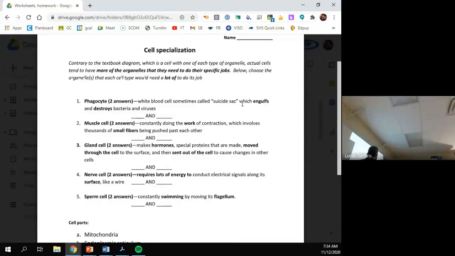First, the phagocyte, which is a white blood cell, sometimes called the suicide sac, which engulfs and destroys bacteria and viruses. Now, I bolded the terms that you should be paying attention to. The destroys one should have been the easy one. Which organelle is a phagocyte going to need a huge one of to destroy stuff? It's like a vacuole, but the kind that kills you. Lysosome. That would be the lysosome.